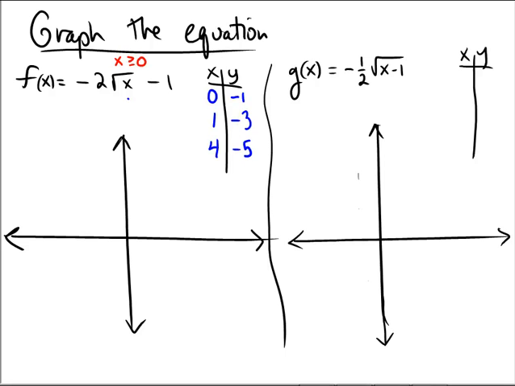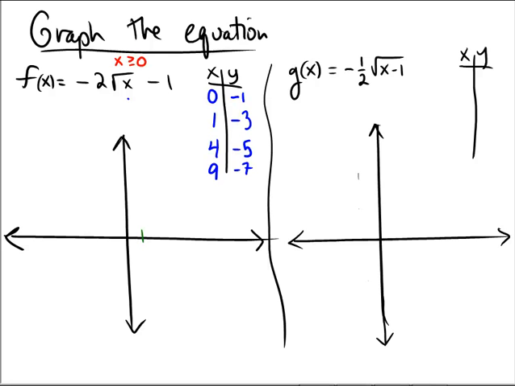Can you guess which number I'm going to use as my last one here? Not 5, 6, 7, or 8, but let's choose 9, because the square root of 9 is 3. 3 times negative 2 is negative 6. Minus 1 is negative 7. So this is going to help me to draw a graph now.